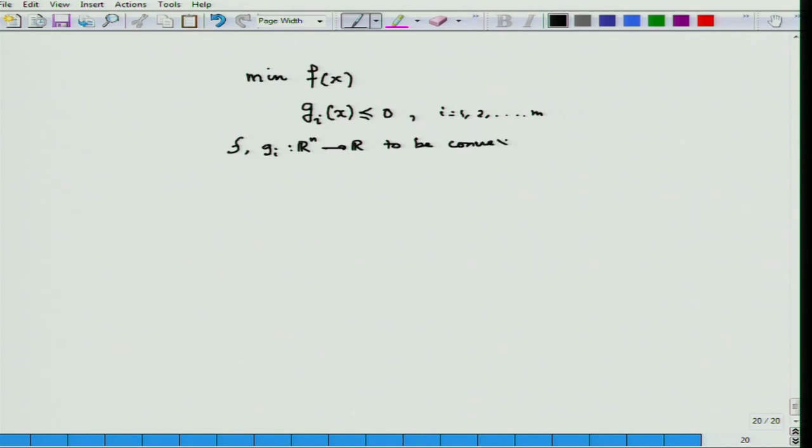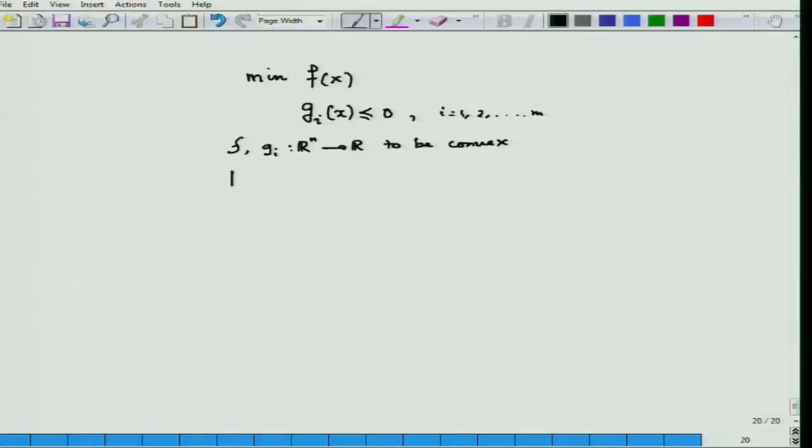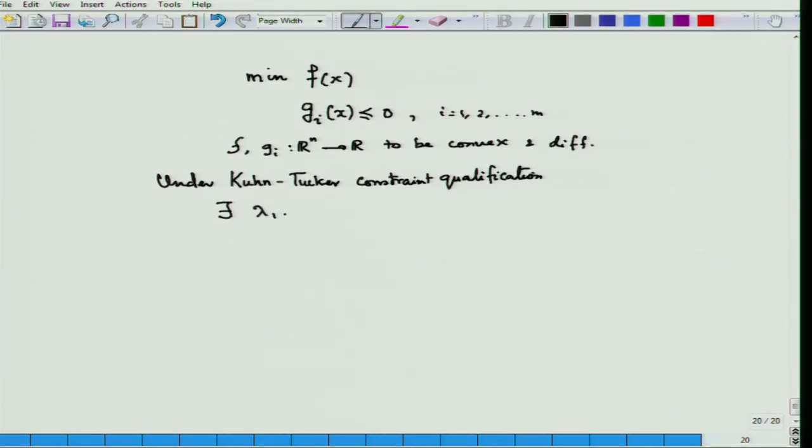And they proved that under certain conditions on these constraints, called the Kuhn-Tucker constraint qualification, these being convex and differentiable functions, there exist lambda 1, ..., lambda m, with lambda 1 greater than or equal to 0, lambda 2 greater than or equal to 0, and lambda m greater than or equal to 0, such that.